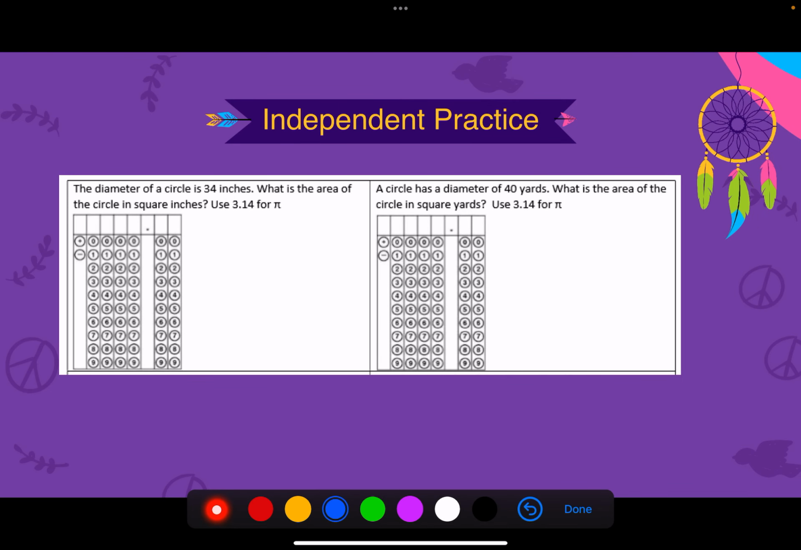All right, so this is our third we do problem. This one says the diameter of a circle is 34 inches, so it gives us the diameter of 34 inches. What is the area of the circle in square inches? And it tells us to use 3.14 for pi. So we are looking for area. So again, we're using our area formula, and we just used it in our previous problem.